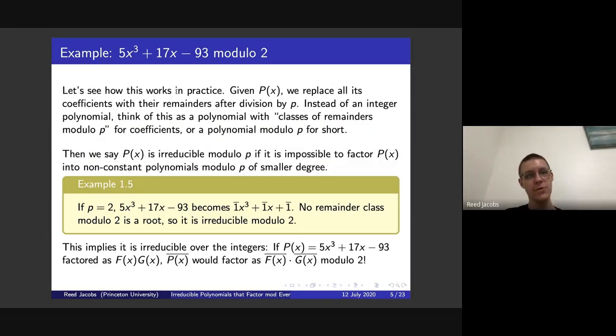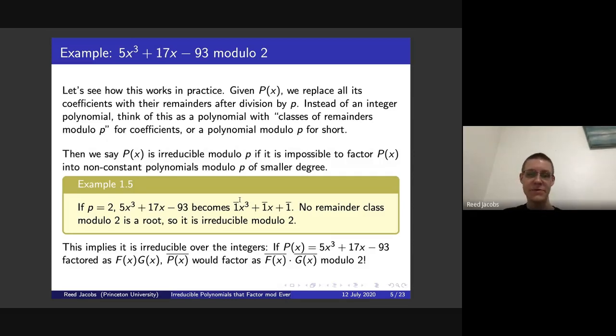And so let's see an example of how this would work. Our polynomial will be 5x cubed plus 17x minus 93, and we'll reduce it modulo 2. So the first step is that we replace all the coefficients of p with the remainders after division by the prime small p. And when we do this, we get the polynomial x cubed plus x plus 1. One way to think of this is as an integer polynomial, but this isn't the best way to think of this.